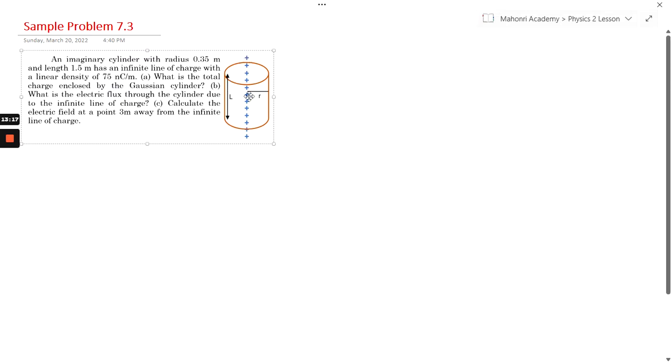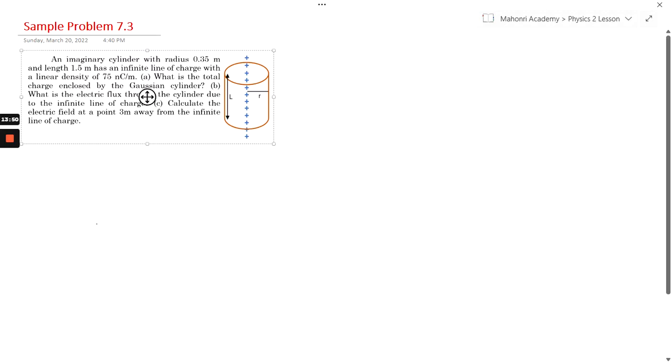So I have this infinitely long line of charge, this blue line right here. And the charge density, meaning the coulombs per meter, how much coulomb is available per meter of this line, is 75 nanocoulombs. First, what is the total charge enclosed by the Gaussian cylinder? B, what is the electric flux through the cylinder due to the infinite line of charge? And C, calculate the electric field at a point 3 meters away from the infinite line of charge.